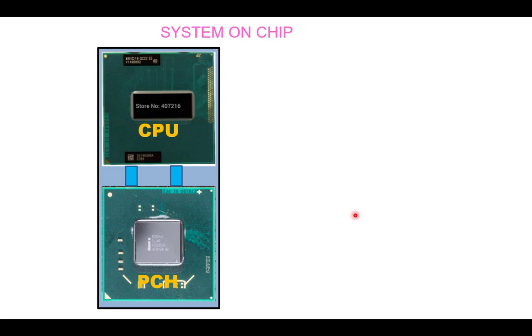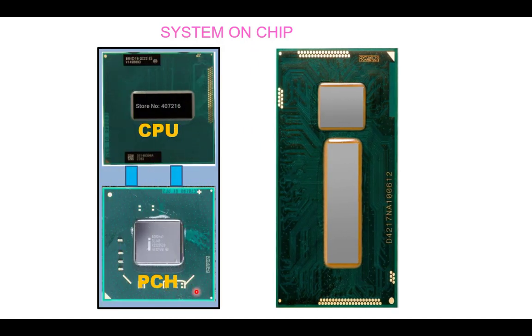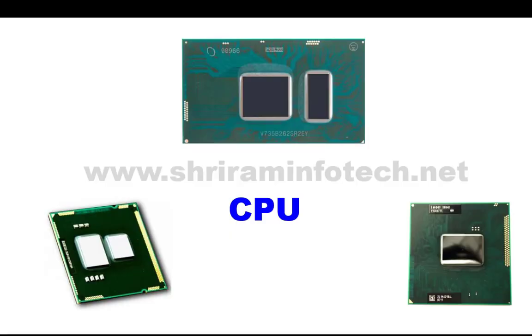Now the newer generation is called system on chip. So what is a system on chip? System on chip means the processor and its controller, called the PCH, are merged into a single chip, and that is called system on chip. Here you can see the CPU and the PCH are combined into the CPU, and this is called the SoC.